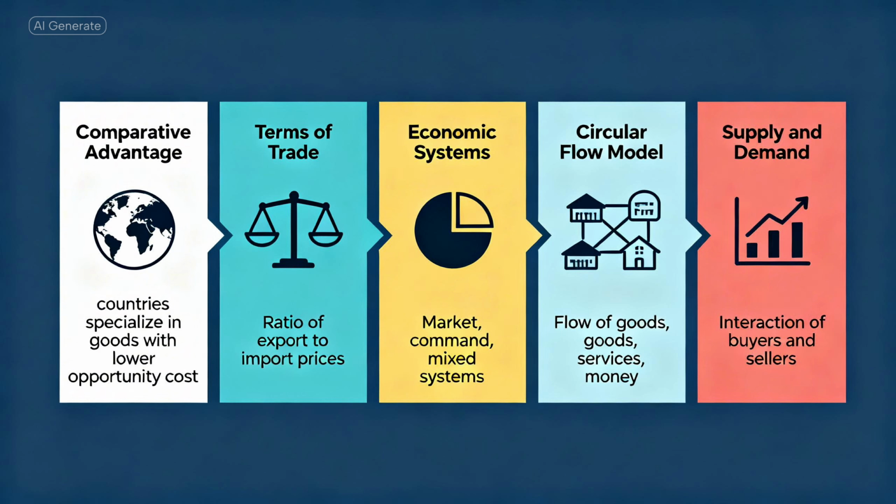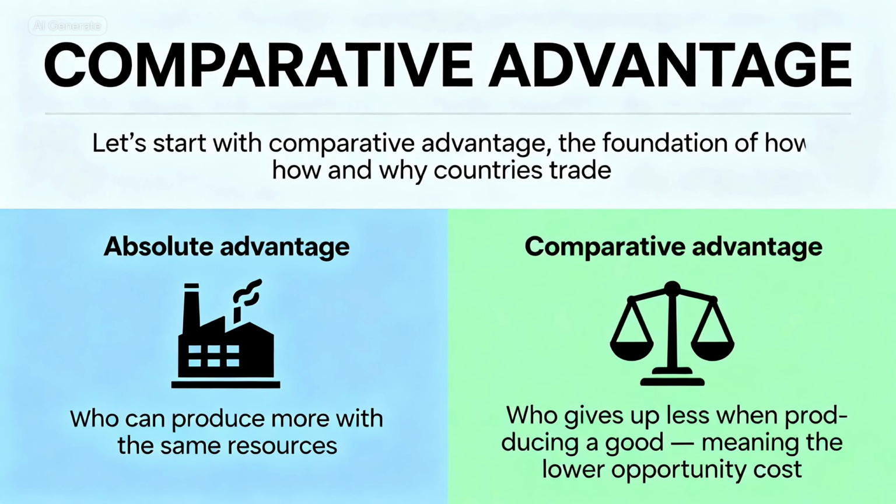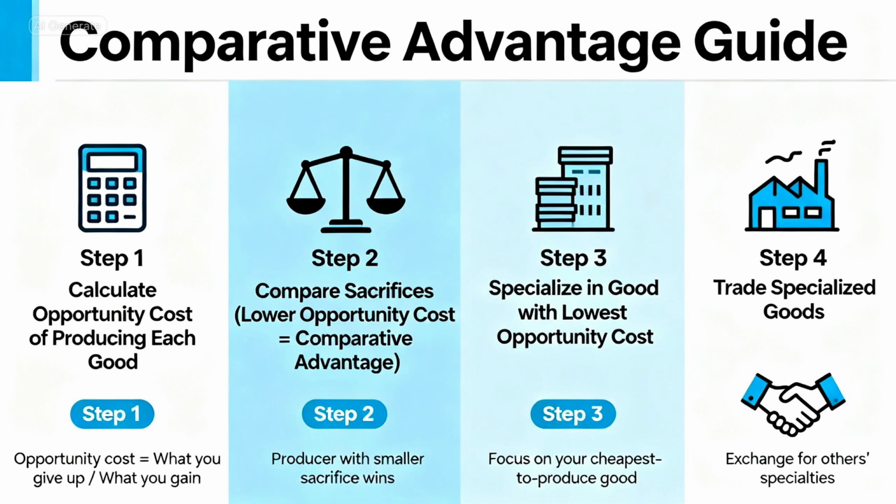Let's start with comparative advantage, the foundation of how and why countries trade. There are two types of advantage. Absolute advantage is who can produce more with the same amount of resources, and comparative advantage is who gives up less when producing a good, meaning the lower opportunity cost.